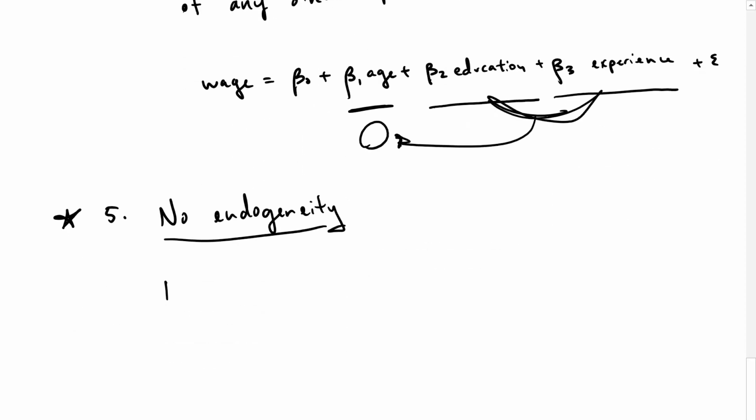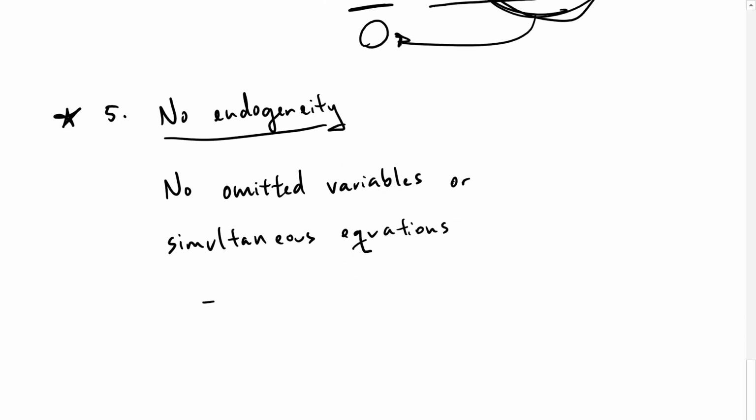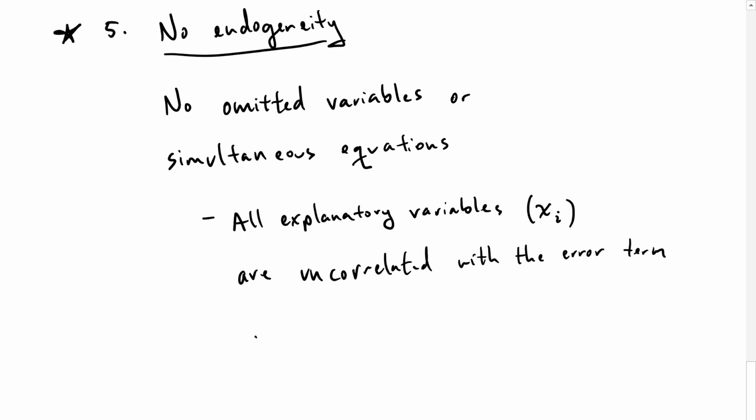What we have here are a couple different things, and I'll have a whole video talking about this. We have no omitted variables or simultaneous equations. And underlying all of this, the idea is that all explanatory variables, the x variables, are uncorrelated with the error term. So essentially the correlation between xi and e is 0.